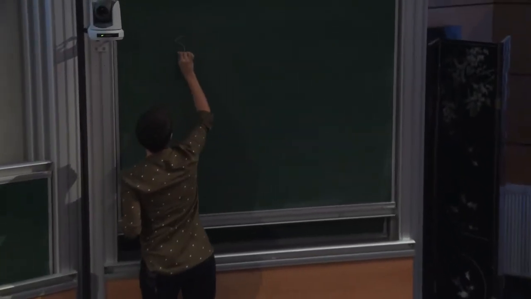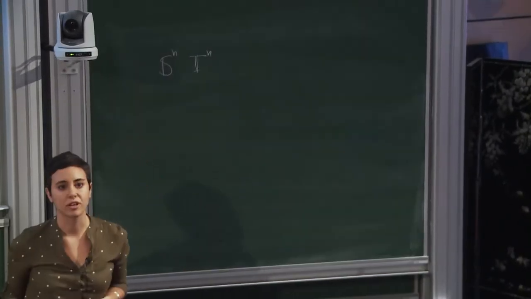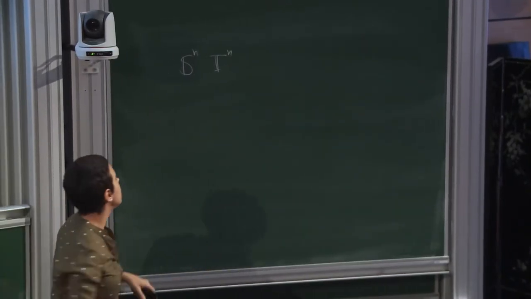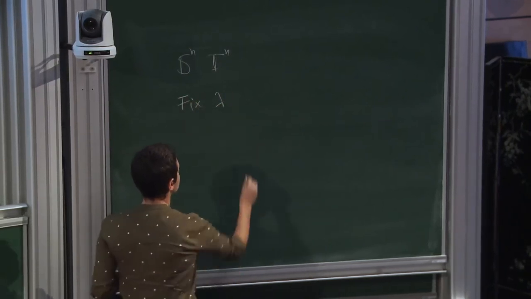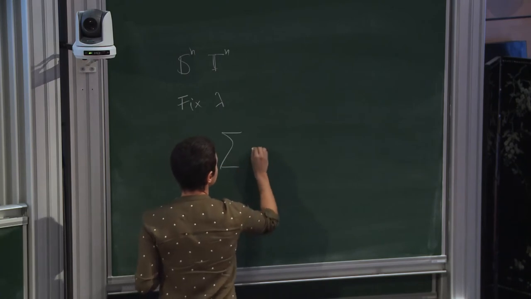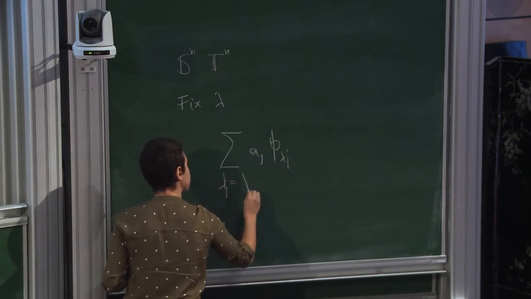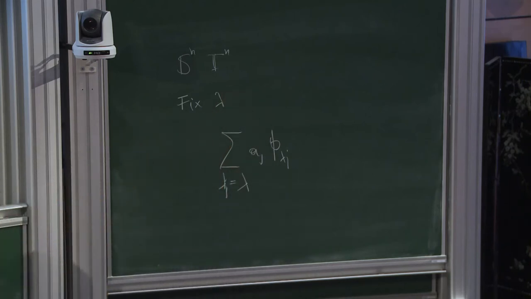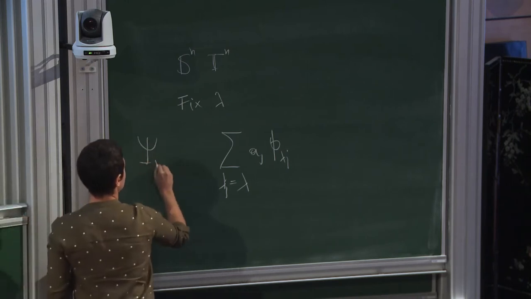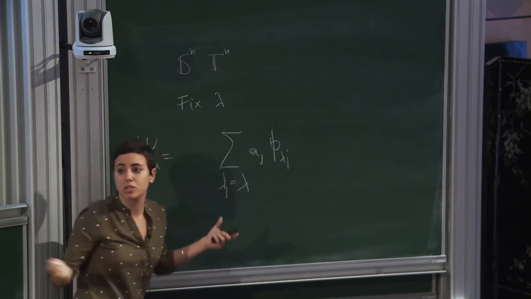So suppose you're working on the n-sphere or on the n-torus, okay, where multiplicities are high, and now fix an eigenvalue. And what you will do is to consider a linear combination of eigenfunctions whose frequencies are equal to the frequency that you started with. Okay? So this is just an eigenfunction with eigenvalue lambda squared. That's what you just did.